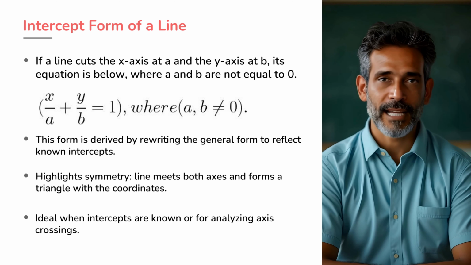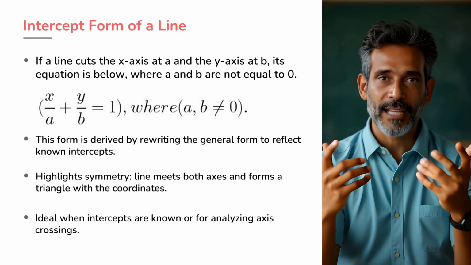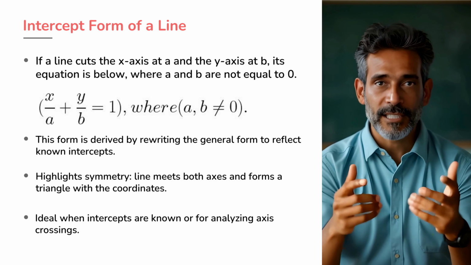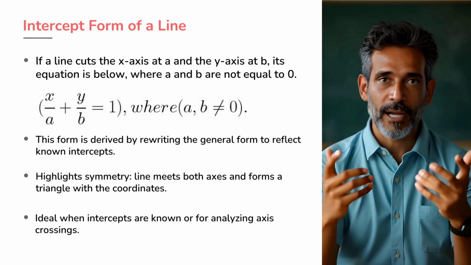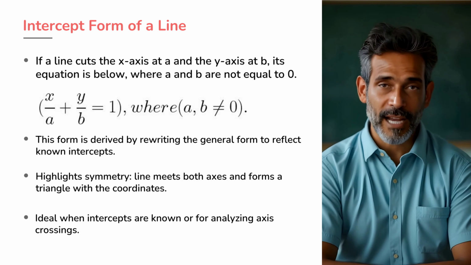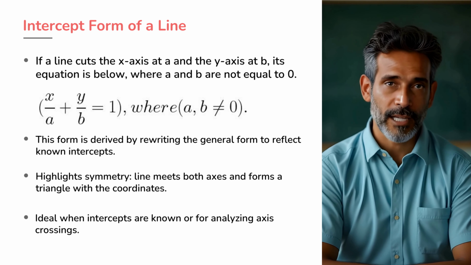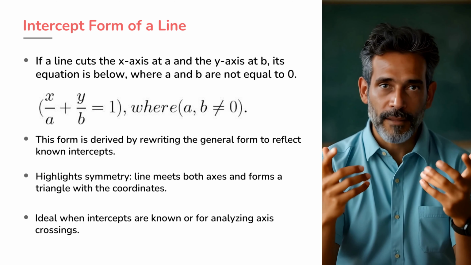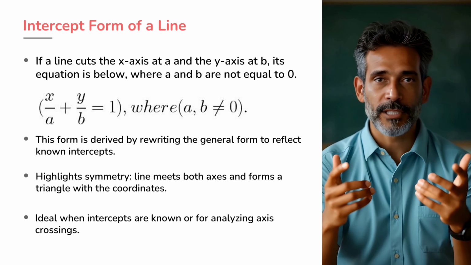Now, let's see the intercept form, which is very handy when you know where the line touches the x-axis and y-axis. Suppose your line crosses the x-axis at point a and the y-axis at point b, with both a and b not zero. Then the equation becomes x divided by a plus y divided by b equals 1. Read it carefully: x over a plus y over b equals 1. This is derived by rewriting the general form so it reflects the intercepts directly.